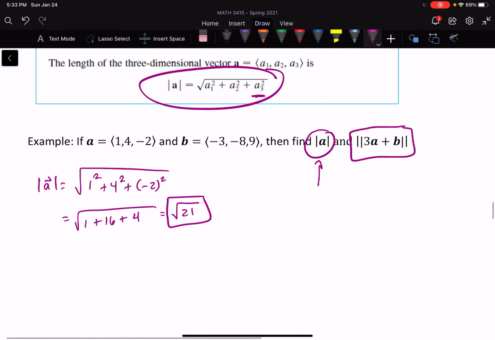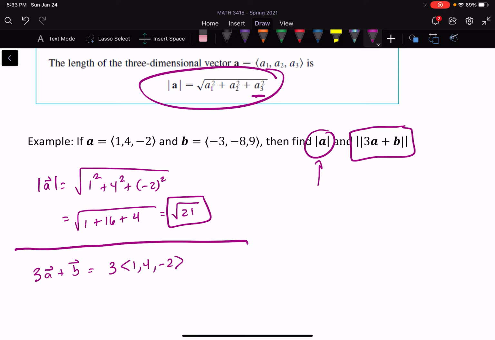Okay, so next let's do the magnitude of 3a plus b. I'm going to go ahead and just do 3a plus b first, and then we'll take the magnitude of it. So a is 1, 4, negative 2, and then b is negative 3, negative 8, 9. So let's do all the steps: 3 times 1, 3 times 4, 3 times negative 2, and then plus negative 3, negative 8, and 9.